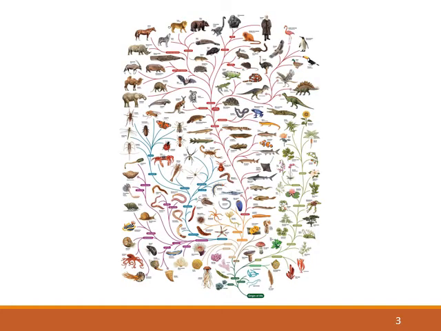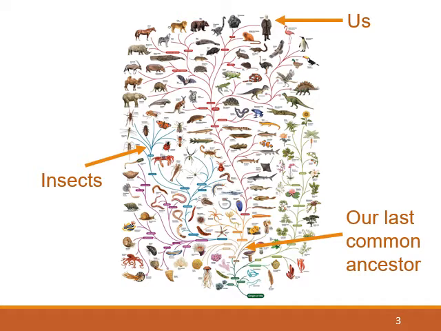So here we have a representation of the tree of life. We have us over here, and then down towards the left, we have the insects alongside other groupings of organisms like the crustaceans. And down here, we have our last common ancestor. So we last shared a common ancestor with insects around 700 million years ago.